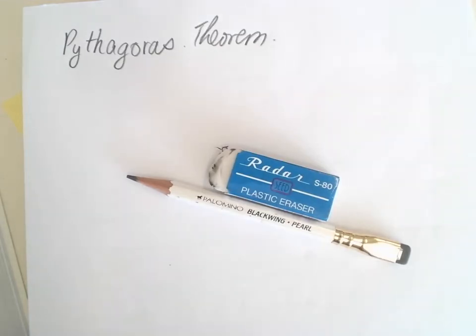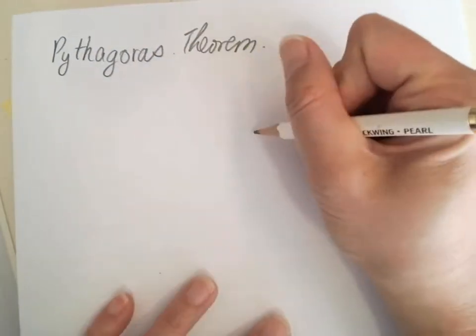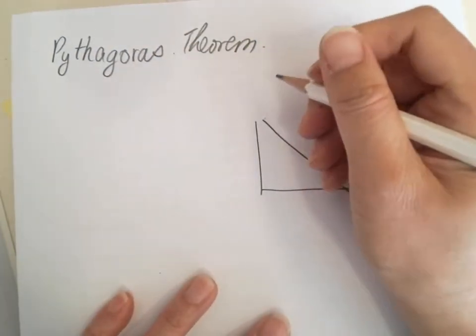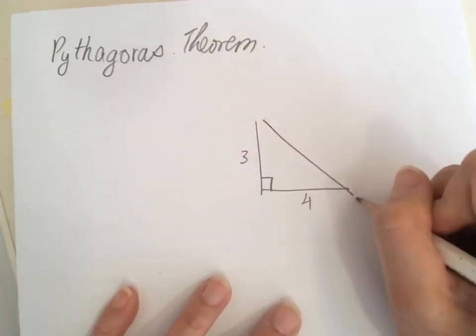In this video we will be going through a few different examples and basic rules to find the Pythagoras theorem. So let's do it. First of all, I have an example here. I have a 3, 4 right-angled triangle here, so I need to find the third side.